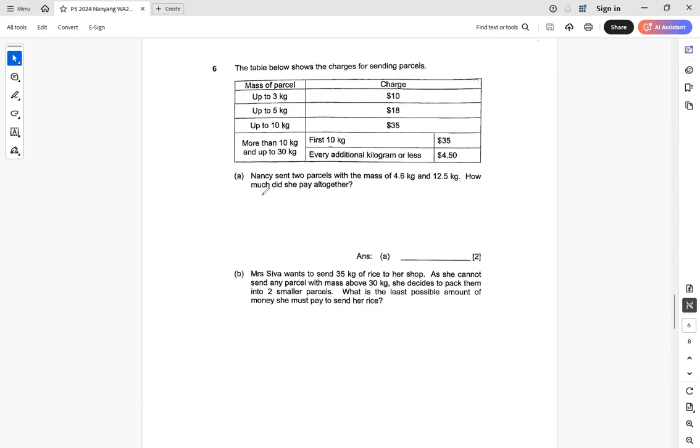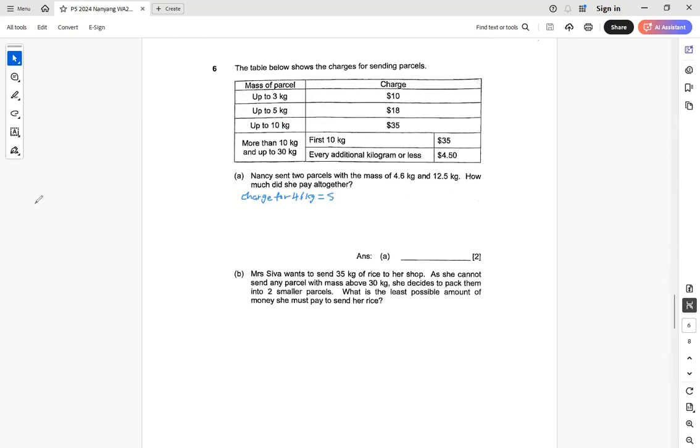Okay, so part A, Nancy sent 2 parcels with a mass of 4.6 kg and 12.5 kg. How much did she pay altogether? So we do parcel by parcel, okay? So for the charge for 4.6 kg, we see it cannot be in this because 4.6 is already more than 3. So we look at the next category, up to 5, yes, okay? So 4.6 is within this 5 kg, then yes, we will choose this category.